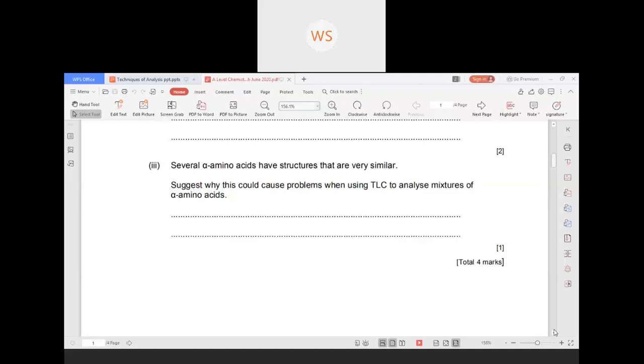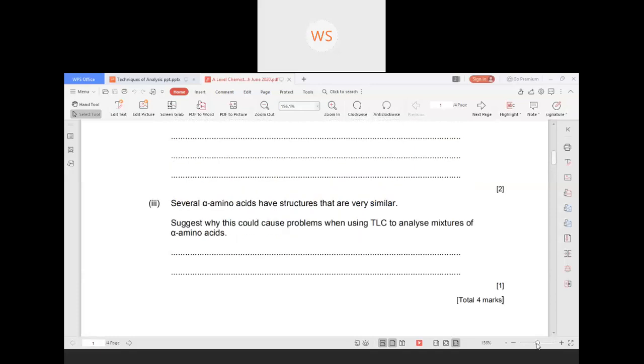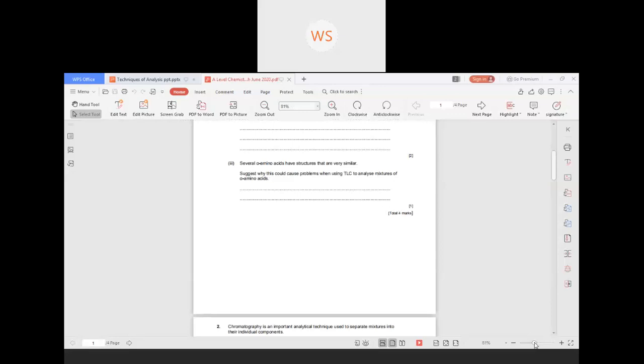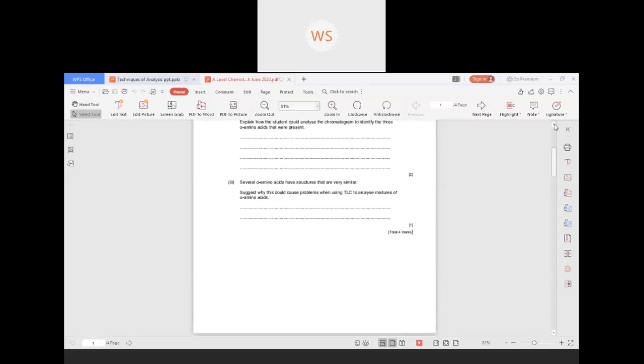What is the process that occurs in TLC? Absorption. Yes, it's not difficult, right? We have to know the concept only, not too specific. And then, is it already updated? Yeah, it is.